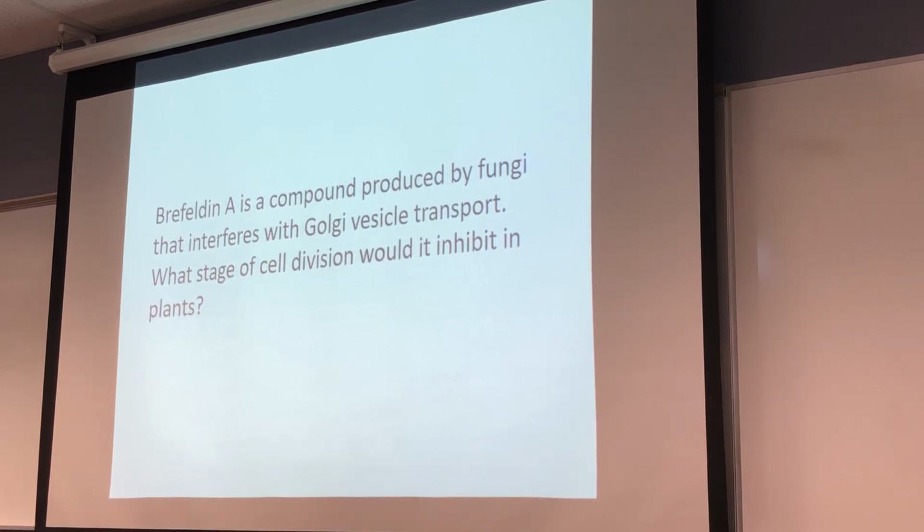Brefeldin A is a compound produced by fungi that interferes with Golgi vesicle transport, the Golgi apparatus. What stage of cell division will it inhibit in plants? Why is the Golgi apparatus important in cell division in plants?